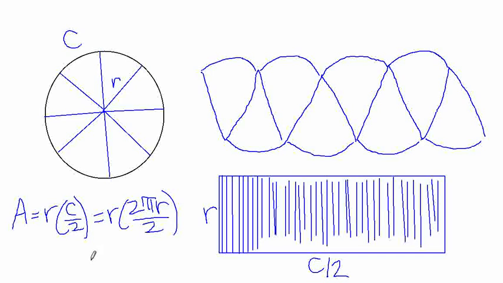So if we divide 2 pi r by 2, what do we get? Well, the 2's cancel. Then we have a pi and we have 2 r's left, don't we? So pi times r squared. That is the formula for the area of a circle. And you're going to want to remember that.